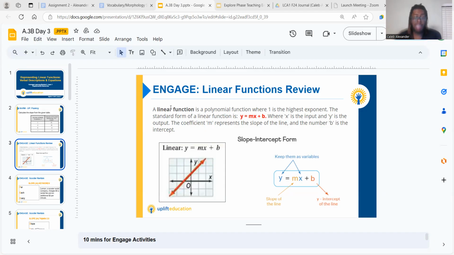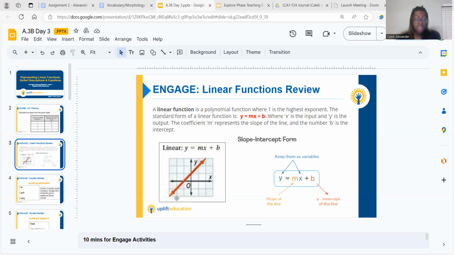So on this slide, they just review what a linear function is. It's a polynomial function where one is the highest degree or exponent. The standard form for a linear function is always y equals mx plus b, where x is the input, y is the output, the coefficient m is the slope of the line, and the number b is always our y-intercept.